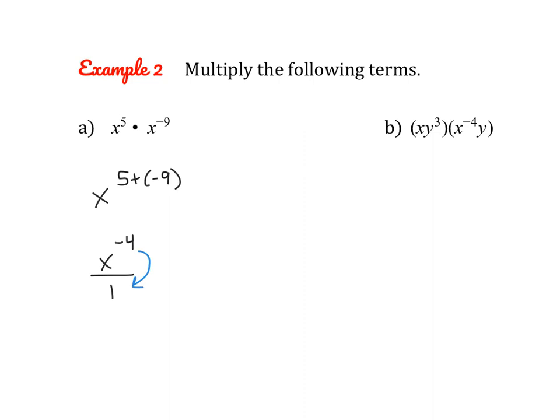And we can't leave nothing on top. That's why we put a 1 there. So it becomes 1 over x to the power of 4. So that's how we'll write our final answer.